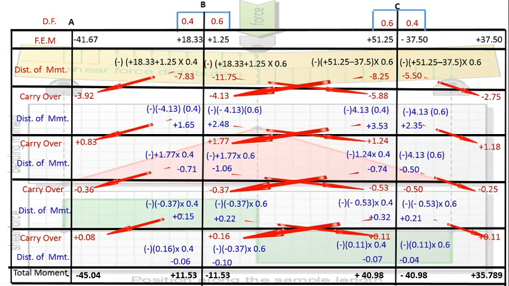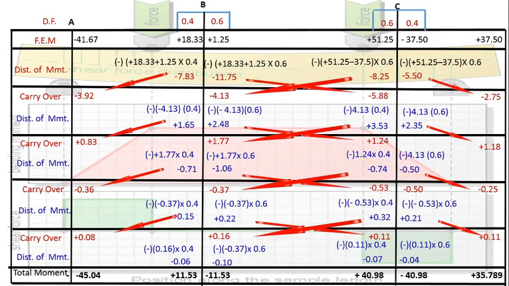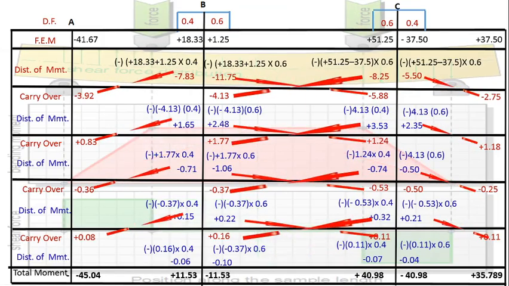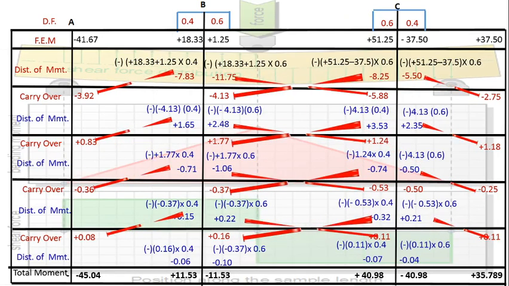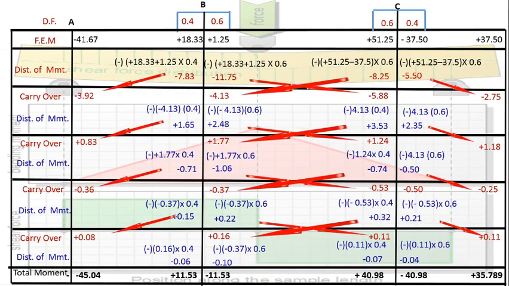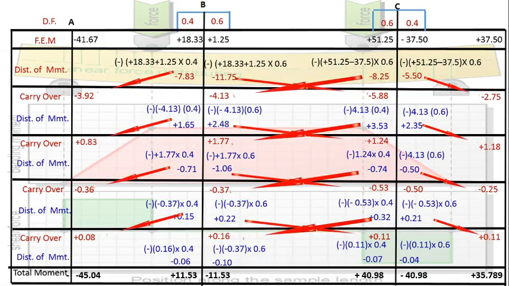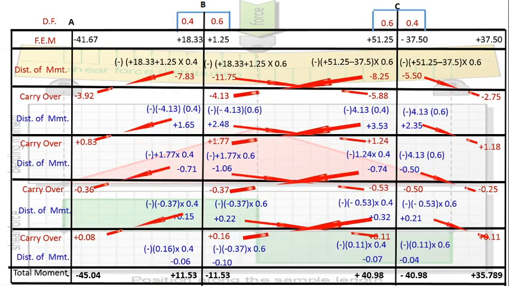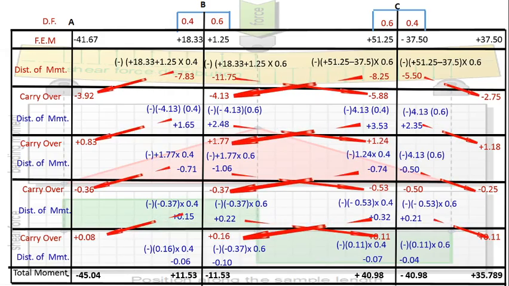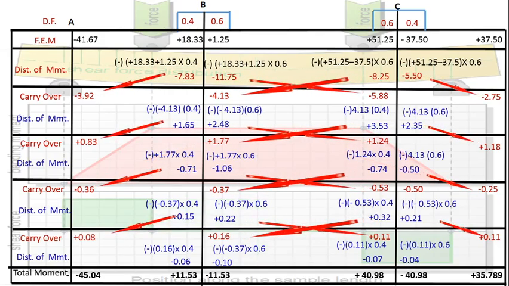And the uniqueness of this problem was we did the analysis of the continuous beam along with the sinking of the support. So here B support was getting sunk, and we have taken into account the sinking effect happening on that particular continuous beam. So this is how we have found out the total final moment, which was one of the objectives of this particular problem.